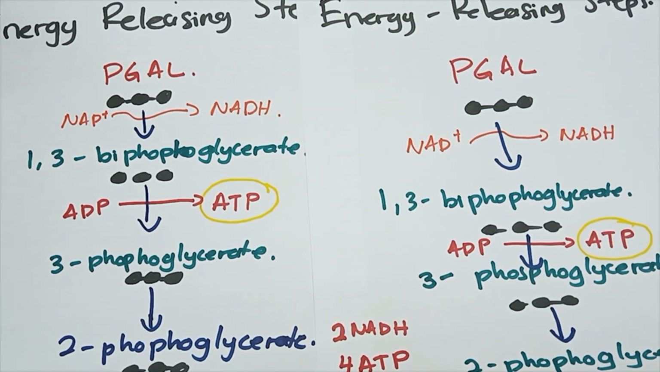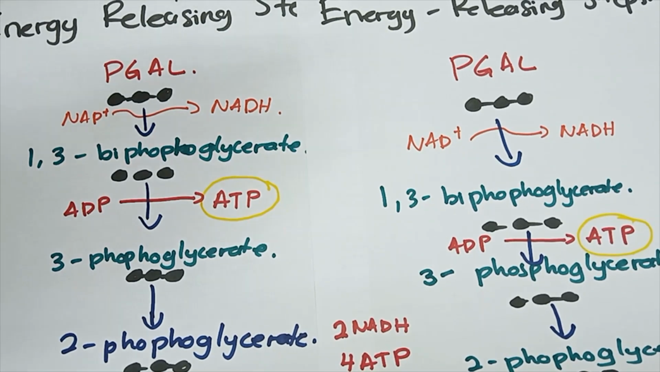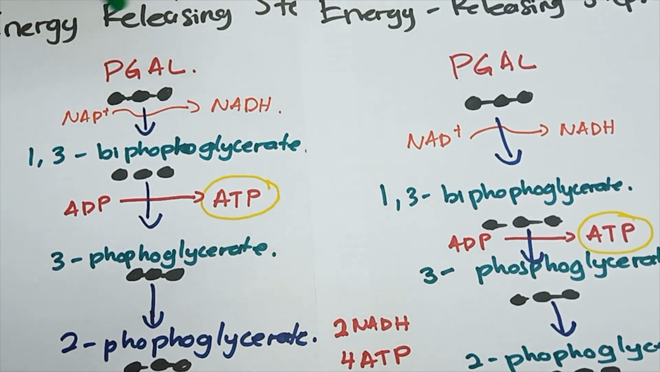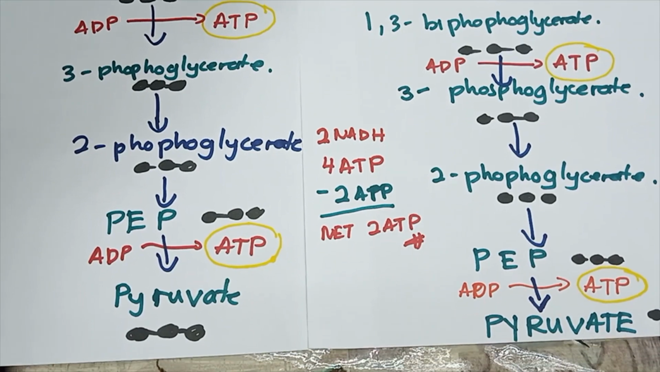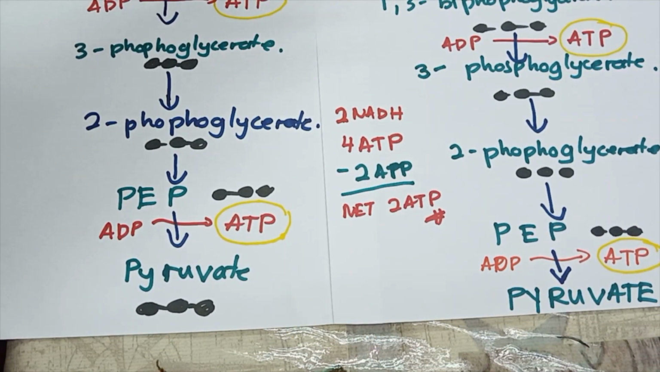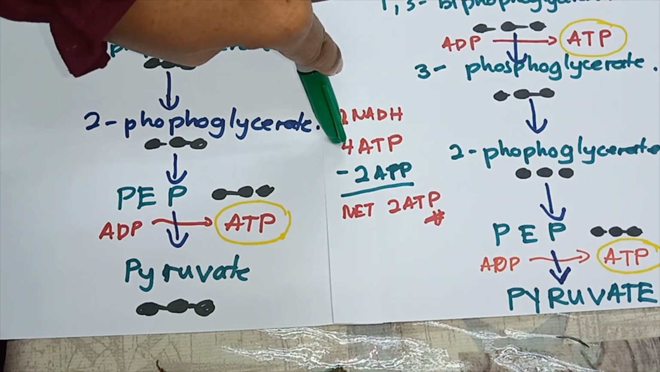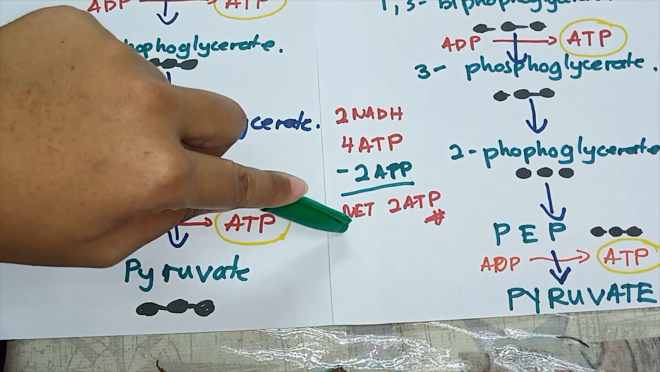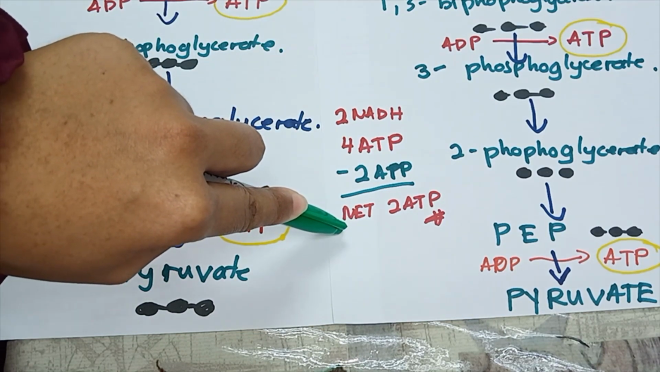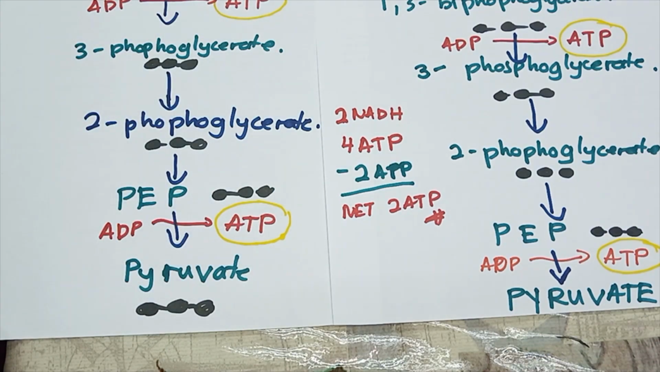Okay, but class, remember since there are 2 PGAL from 1 molecule of glucose, there would be 2 rounds of the energy releasing step. So finally, it will produce 2 NADH, 4 ATP at the energy releasing step, but remember that we have used 2 ATP during the energy requiring step, so the net ATP that has been produced from 1 molecule of glucose is 2 ATP. So far so good?